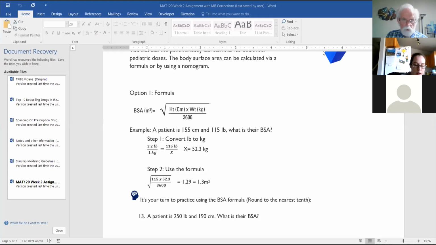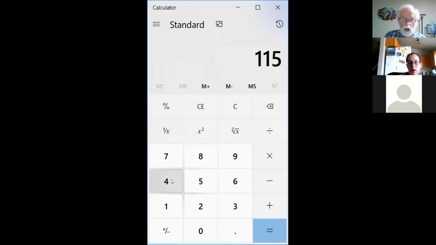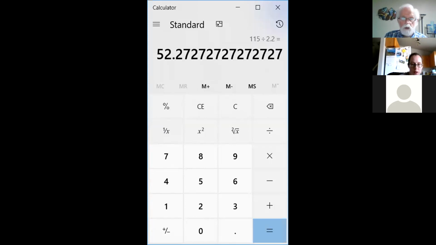I'll share the calculator. There we go. All right, so you can see the calculator, right? Yes. Okay. So the first thing we do is we calculate 115 pounds. Divide that by 2.2 and we get 52.27, et cetera, all the way out to infinity, all right?